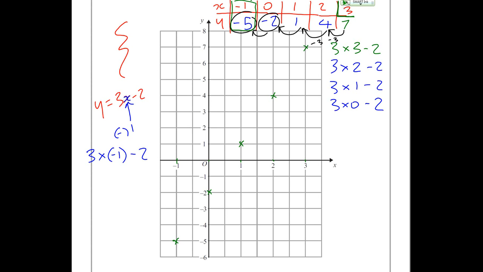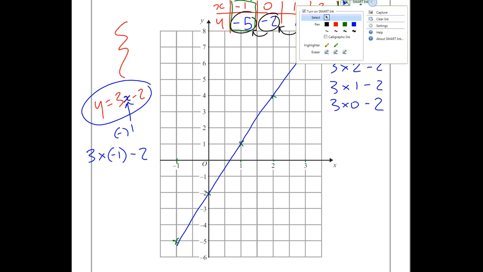Once you've got all your crosses, they should be in a straight line. You know the mistake I just made? If you plotted all the rest, you're thinking these are in a straight line, then just cheat. The cross is obviously going to be on the straight line because y equals 3x minus 2 represents a straight line graph.